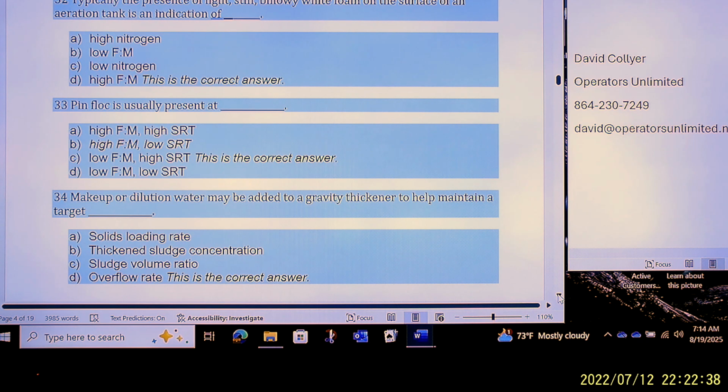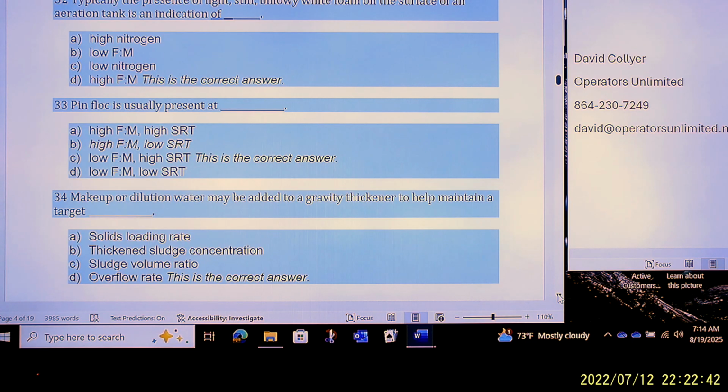Number 32, typically the presence of light, stiff, billowy white foam on the surface of an aeration tank is an indication of A, high nitrogen, B, low F to M, C, low nitrogen, D, high F to M. The answer to 32 is D, high F to M.